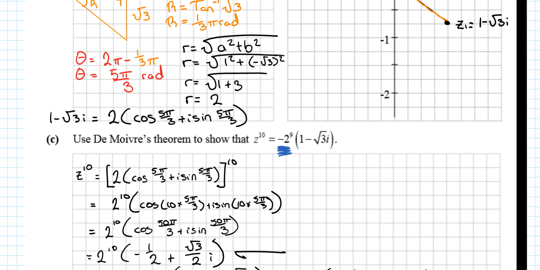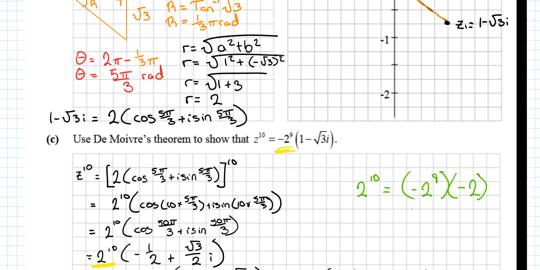So somehow I need to link this line of maths here and this line of maths here. Start by worrying about what's the relationship between this and this. 2 to the power of 10 is not equal to minus 2 to the power of 9. They're not equal, that's fine. How could I make them equal? I would have to multiply this guy by minus 2.